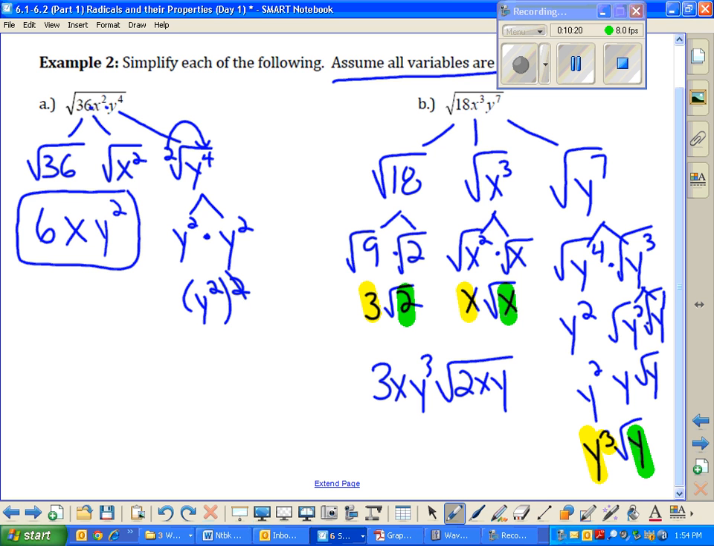So, this is your answer. Right there. Maybe you'll get the shortcut after I do one that's a cube root problem. You okay, Emily? Okay.